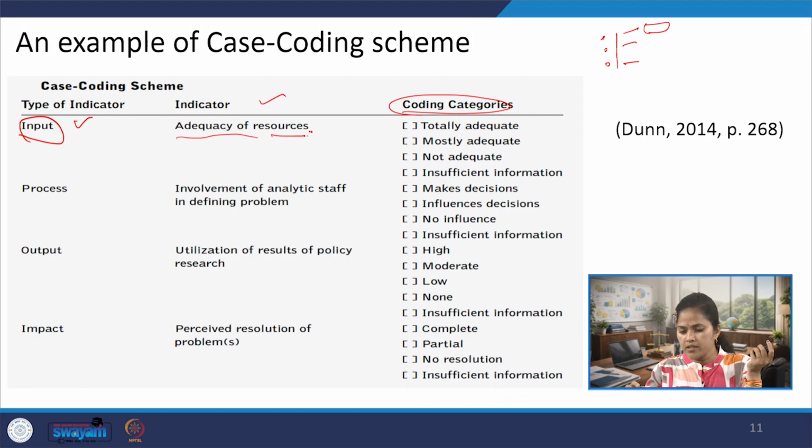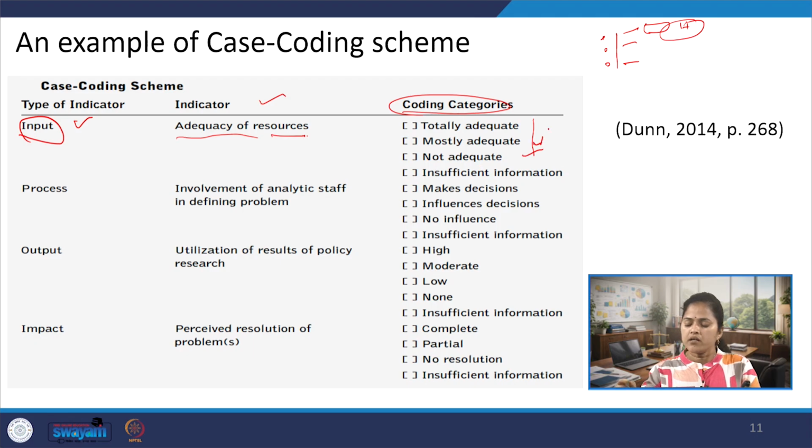Let's say it is the case of Haryana. We are categorizing or coding whether in Haryana the groundwater is totally adequate, mostly adequate, or not at all adequate. So we are categorizing and coding. Let's say it is mostly adequate.